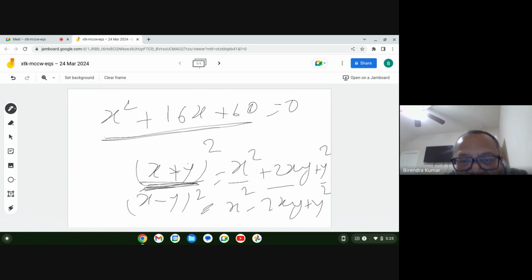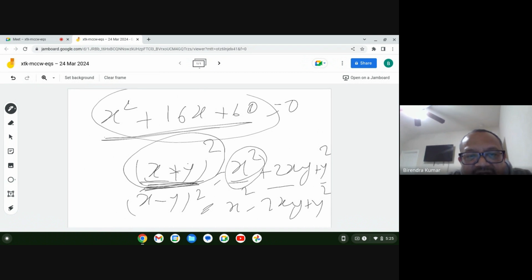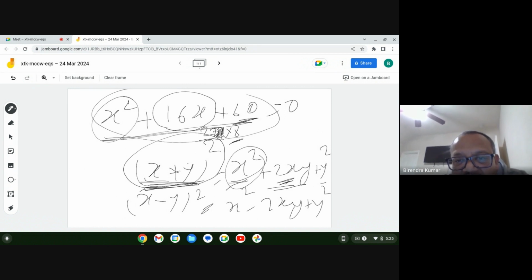Now, for this formula being similar to this one, I see an x square. I see 16x, so this is 2x into 8. Now, is this 2xy? x square plus 2xy plus y square. So if this is y, 8 into 8 is 64, but this is 60. So this is not fitting here, right? We cannot use the same formula.